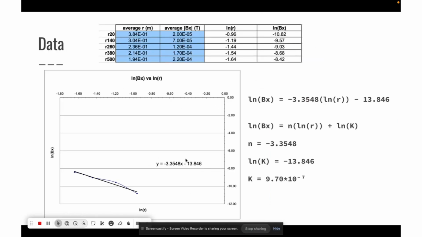Here's some data. We have our formula where y equals negative 3.35x minus 13.85, which is equal to ln of Bx equals negative 3.3548 times ln of r minus 13.846. If we compare the two formulas, set them equal to each other, we find n equals negative 3.3548. Ln of k is negative 13.846, so that means k is 9.7 times 10 to the negative 7th. Some data is up here. You can see our average r's for the Bx's we were hunting for, and how they translated to this graph.